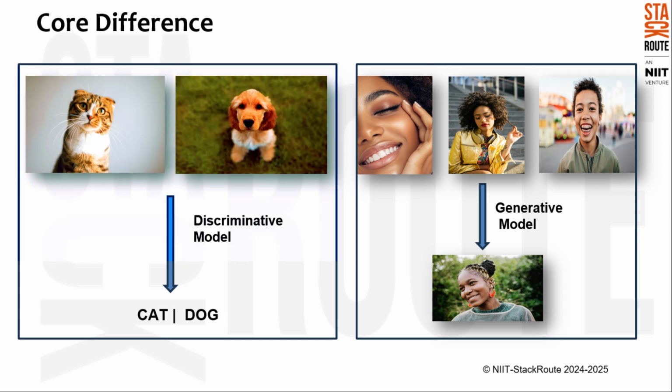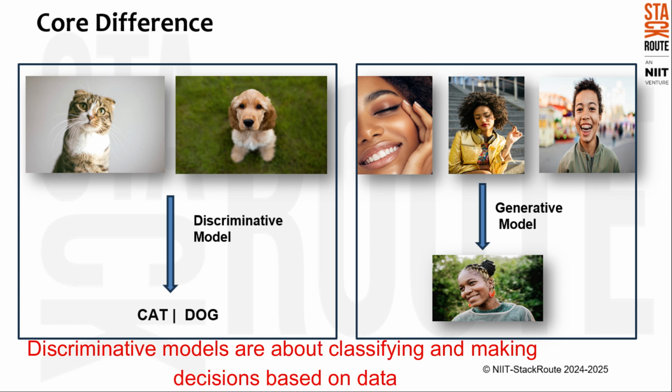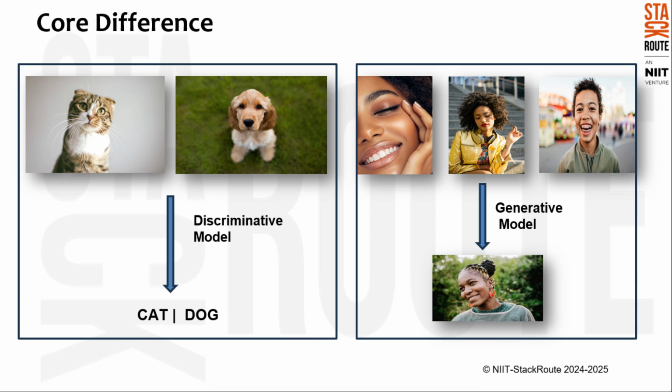For instance, a discriminative model trained to differentiate between cats and dogs can classify new images as either a cat or a dog. As the diagram shows, generative models sample new data points from the model, while discriminative models focus on decision boundaries separating different classes. In summary, generative models are about understanding and generating data, while discriminative models are about classifying and making decisions based on data. Now, let us see the different types of generative models.